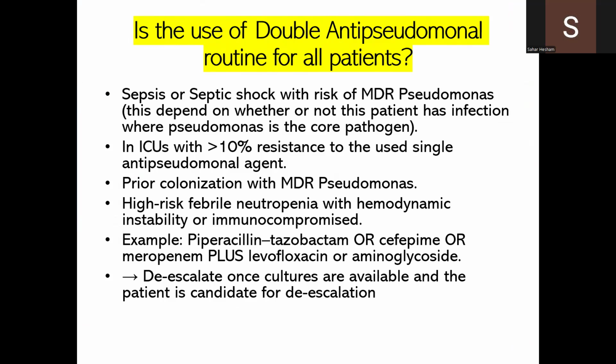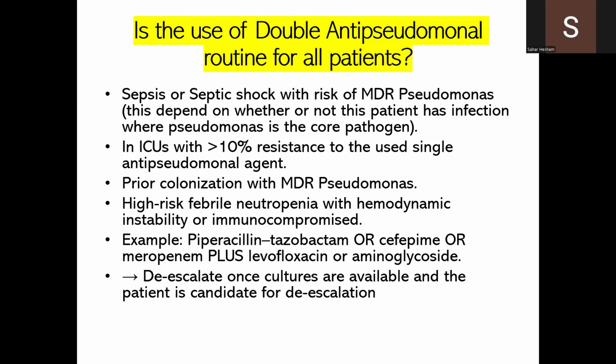So, to summarize, is the use of double antipseudomonal routine for all patients with sepsis? No. It should be used in sepsis or septic shock where there is a multidrug-resistant Pseudomonas, or the prevalence of gram-negative bacilli resistance is more than 20%, or even you have an ICU antibiogram, an annual antibiogram, that shows the single antipseudomonal that you are using has a resistance rate of more than 10%. So you should not use single antipseudomonal, you should use double.